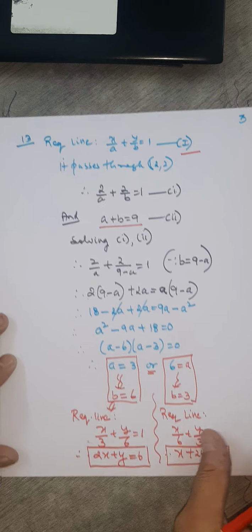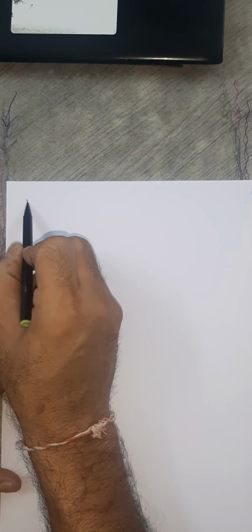Okay, next question. Question number, let's see, 14. What does it say, 14 number? Find the equation of the line through point (0, 2). Okay, so you have a point on the line.